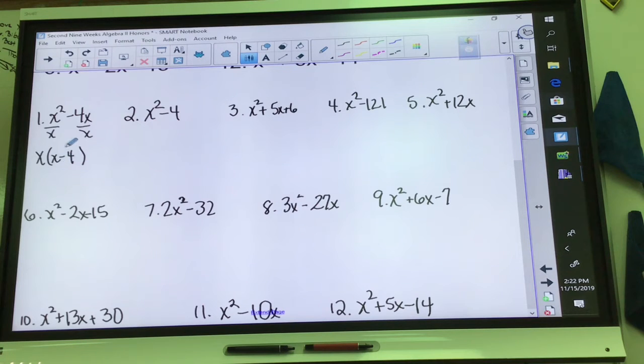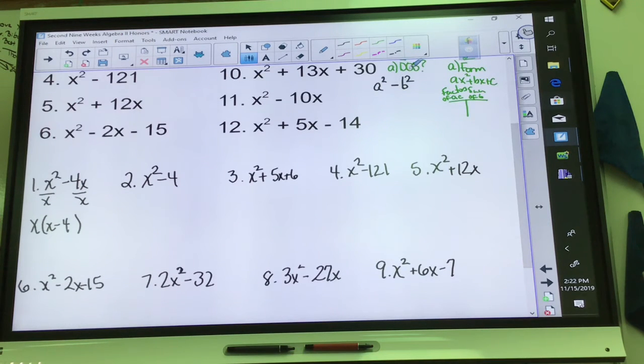Then is this a binomial or a trinomial? It is a binomial. So I'm checking for a difference of squares since it's a binomial. I do have a difference. I do have a perfect square. But this is not a perfect square. So that is my answer to number 1. I'm finished.